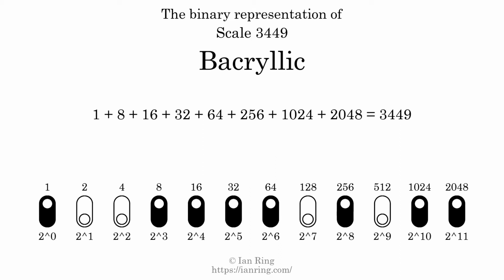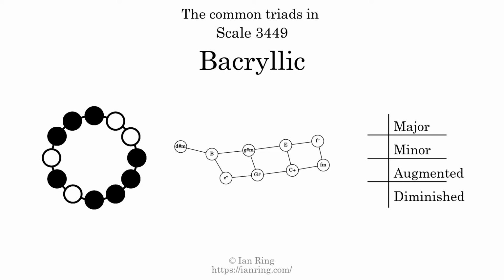3449. The scale number not only enumerates the scale with a unique index, but it also literally describes the tonal content of the scale. Represented as a binary number in base 2, the scale number is 1101011111001. Here are the common triads present in this scale.